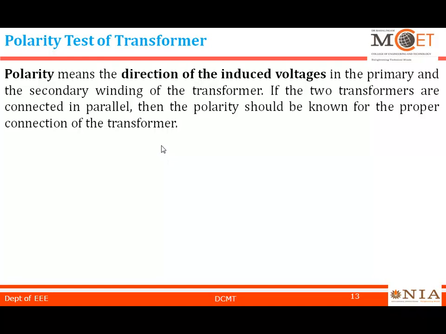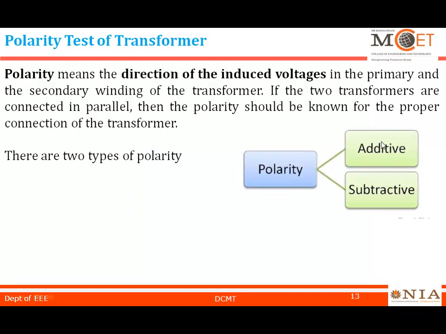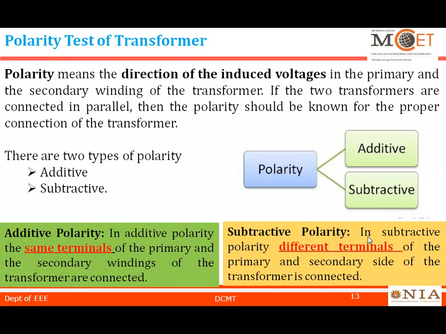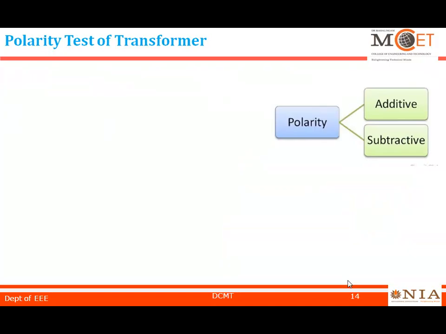Here, the polarity test of the transformer is classified into two types. The first one is called additive, the second one is called subtractive. What is additive polarity? In additive polarity, the same terminals of the primary and secondary windings of the transformers are connected together. In subtractive polarity, different terminals of the primary and secondary sides of the transformer are connected. The polarity is classified into additive polarity and subtractive polarity.